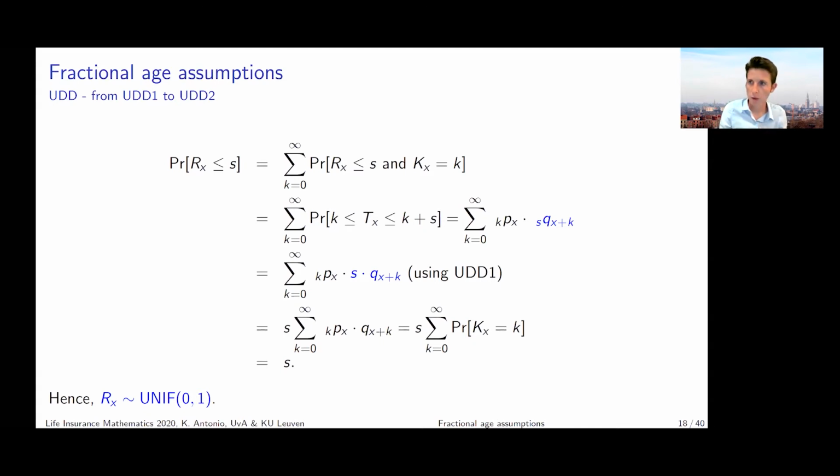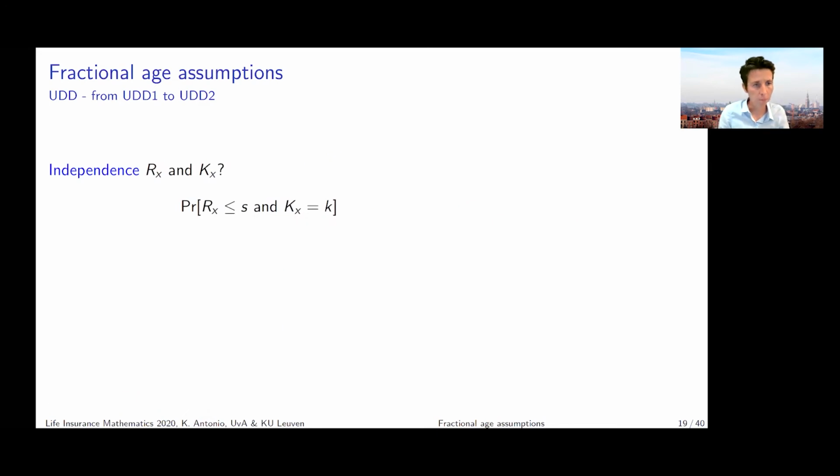The last thing we want to show now is that Rx is independent of Kx. So that's going to be the next step, and then I'll answer your questions and take a break, right? So let's do the next step. If I look at the independence between Rx and Kx, then I'm going to start from their joint probability. The probability that Rx is less than or equal to s and Kx is equal to k, right?